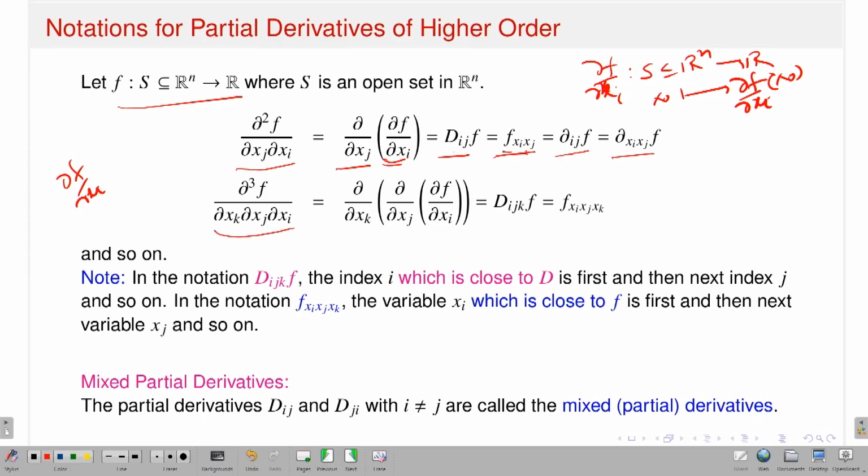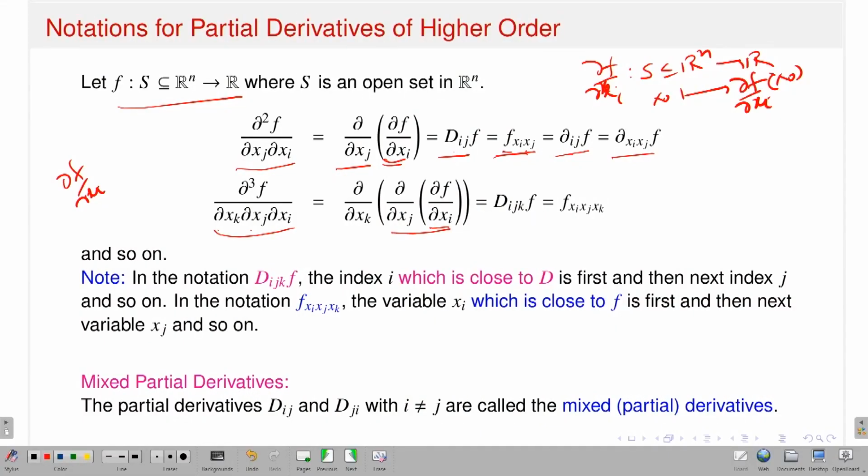Next, for example ∂³f, look at the notation: ∂³f/∂xk∂xj∂xi. What does it mean? First you perform the partial derivative with respect to the xi variable. Think about it as a map from Rn to R. So I can talk about the partial derivative with respect to the xj variable of this function. Suppose this exists, again it is a function from Rn to R. So I can talk about the partial derivative of this function with respect to some variable xk. This means take ∂f/∂xi, think of it as a function from Rn to R, perform the partial derivative with respect to the xj variable, again it is a function from Rn to R, then perform the partial derivative with respect to the xk variable.